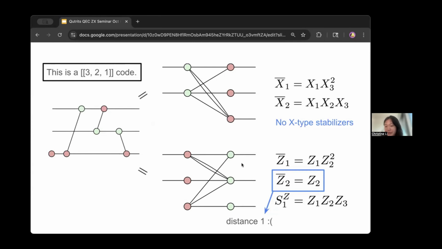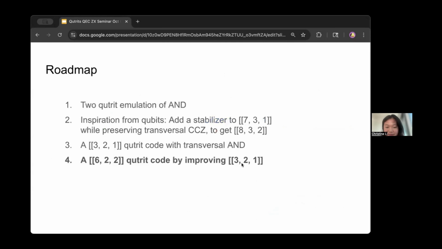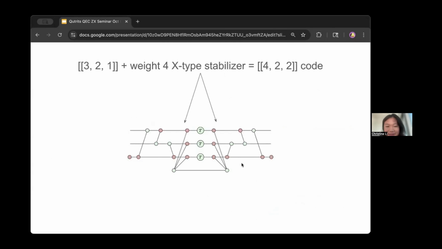So also there's no X-type stabilizers. So overall this is a 3-2-1 code, and then the question now is how do we increase the code distance by adding stabilizers while maintaining the logical. So next, let's talk about that.